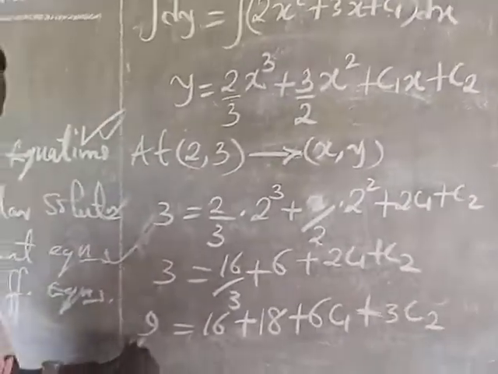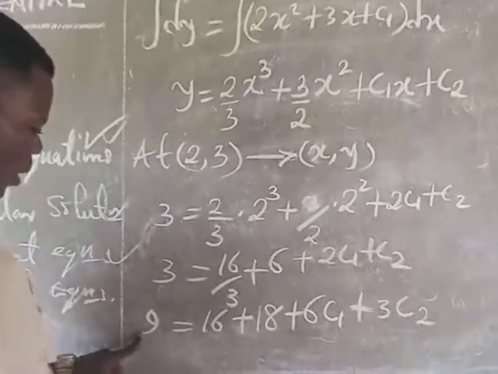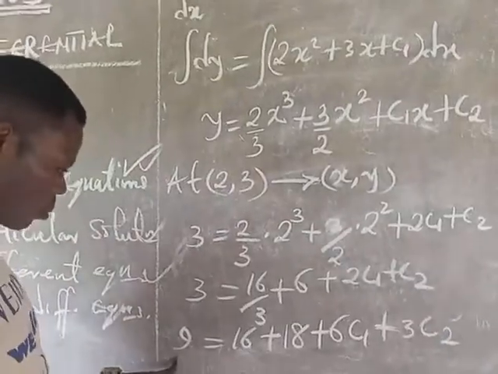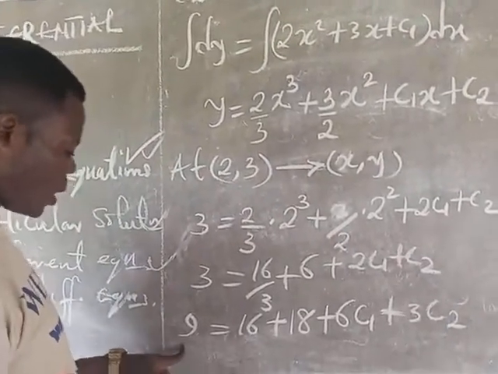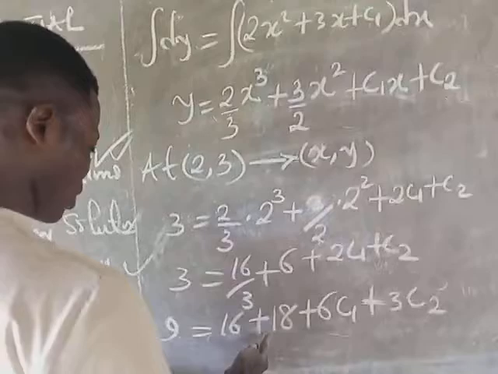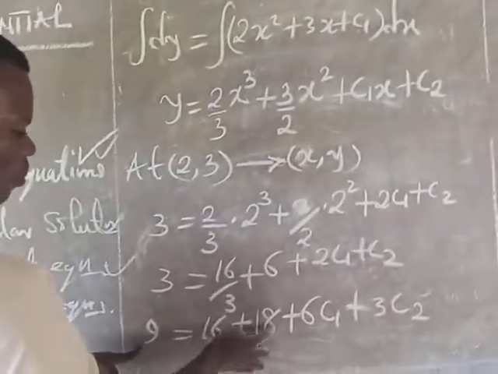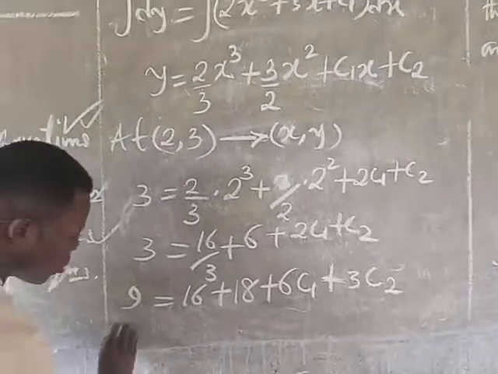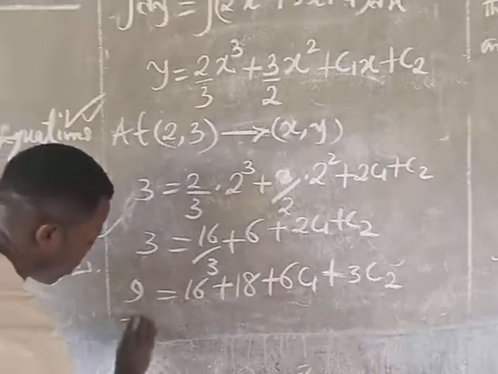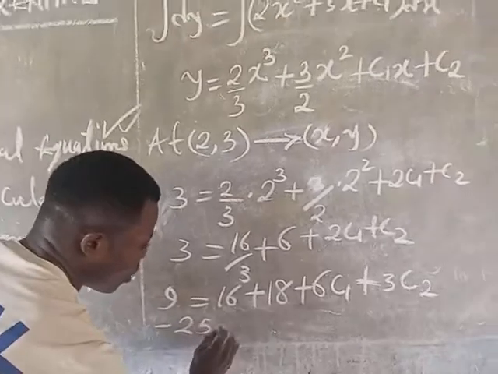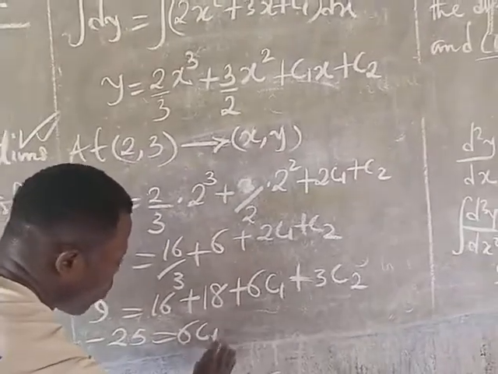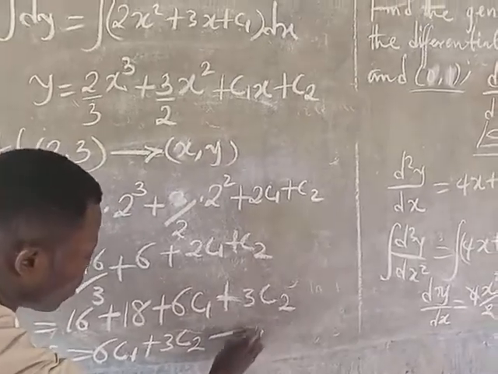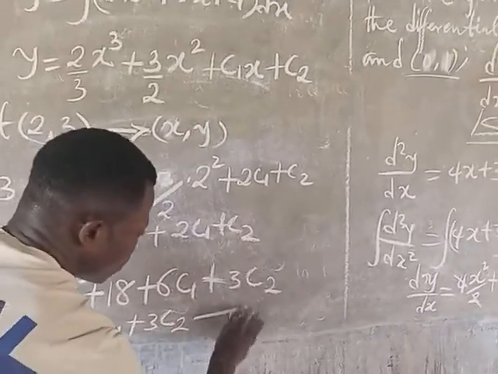When this comes here and we subtract 9 from this 16, the answer here will be minus 7. Then minus 7 plus minus 18 will give us minus 25. Minus 25 equal to 6c1 plus 3c2. Let's call this equation asterisk.